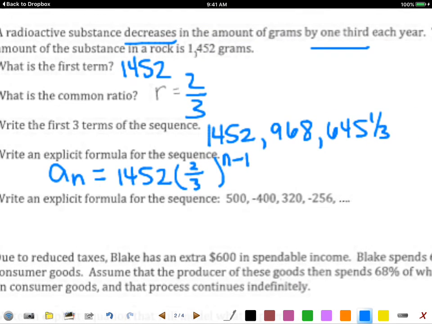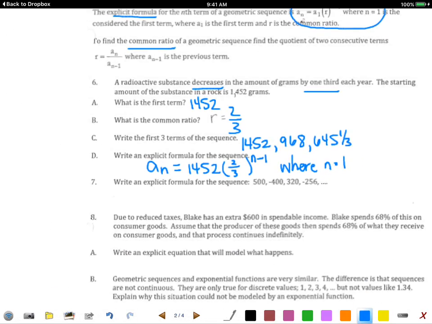And then you're going to write where n equals 1. Okay? Because if n equals 1, if that's our starting point, that will help us get the first term. If we plug in a 1 right here, 1 minus 1 is 0. 2/3 to the 0 power is 1. And 1,452 times 1 would just be the 1,452. That would be the initial amount. Then if you plug in 2 for your second term, that'll give you the 968. And if you plug in 3 for your third term, that'll give you the 645 and a third. Okay? All right.